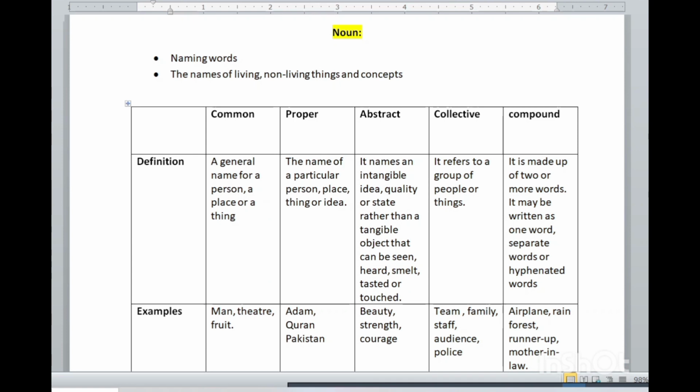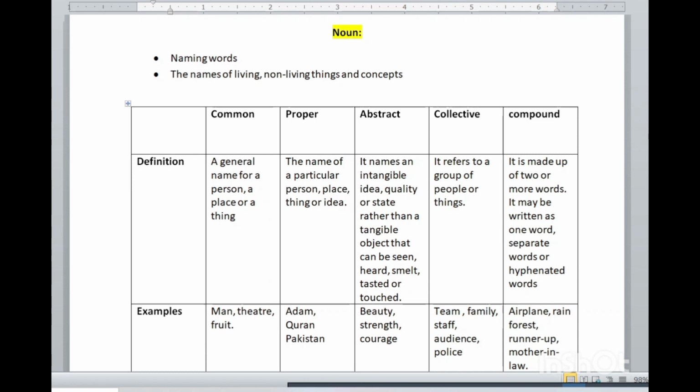I know that everybody knows about noun, but not everybody knows about the types of the noun, its punctuation and the examples, and how to make it plural. So that's why I have made a very beautiful video for you, and you will watch this.